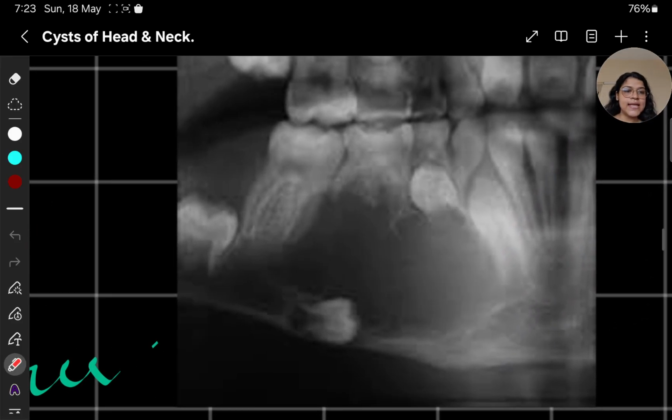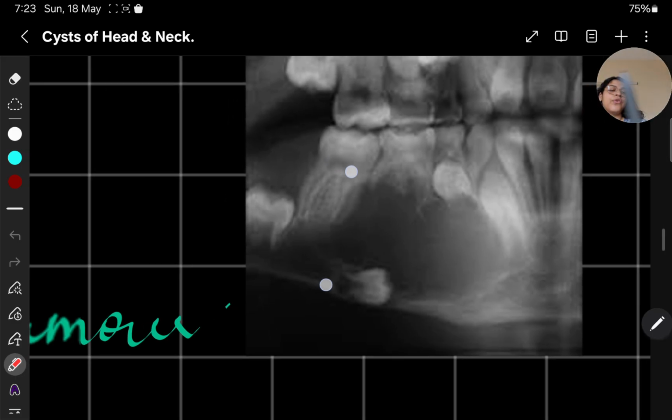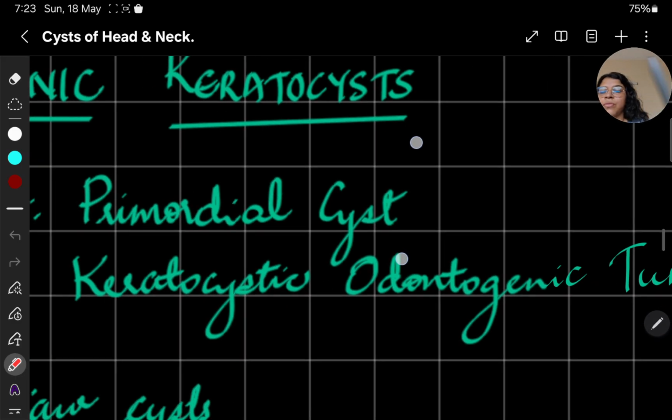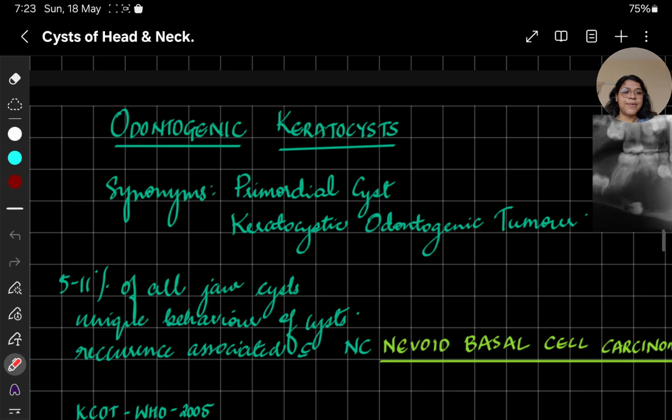As you can see in this radiograph, there is a radiolucency, which is not common in normal dentition, and there is an impacted tooth. The impacted tooth is displaced to the inferior border of the mandible, and you can see there is some root resorption present. So this is a picture of odontogenic keratocyst. Let's read about it.